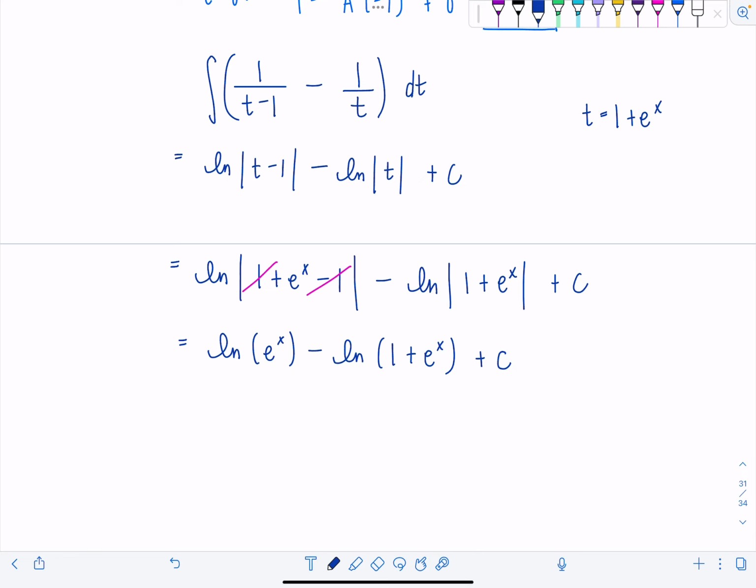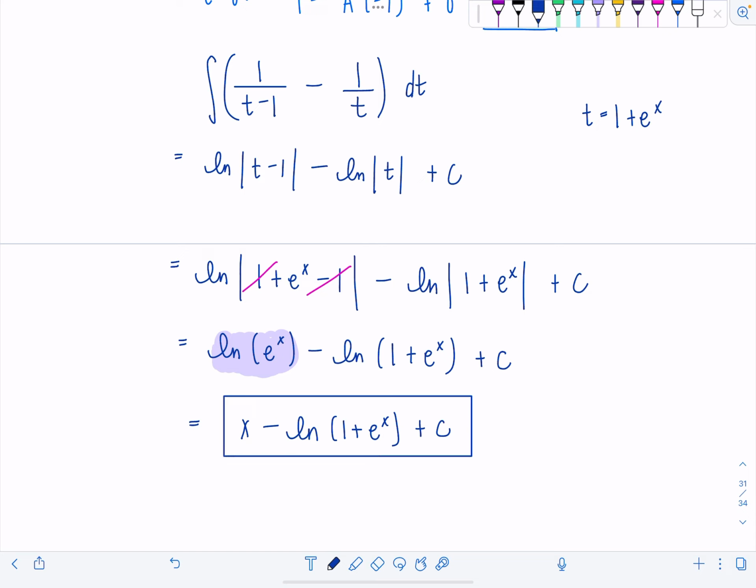No, don't box this yet. Did you notice something else you can do? ln of e to the x is just x. Yes. Okay, so we've got x minus natural log of 1 plus e to the x, plus c. Et voila. Box it with pride. That was fabulous. As I hope your Friday and the rest of your weekend will be.